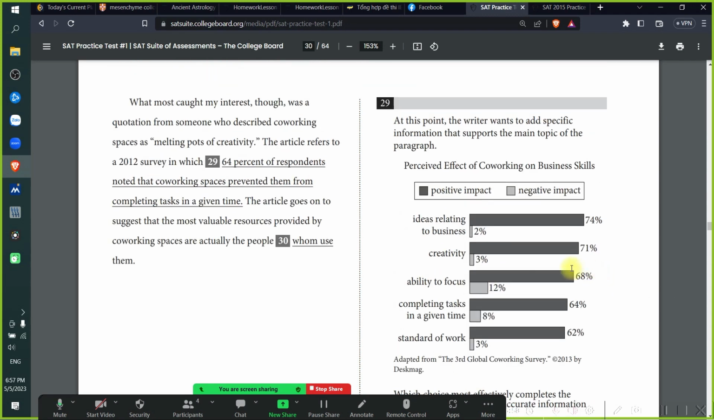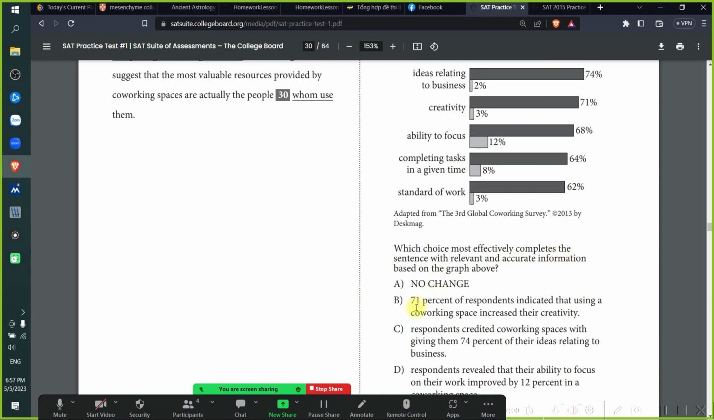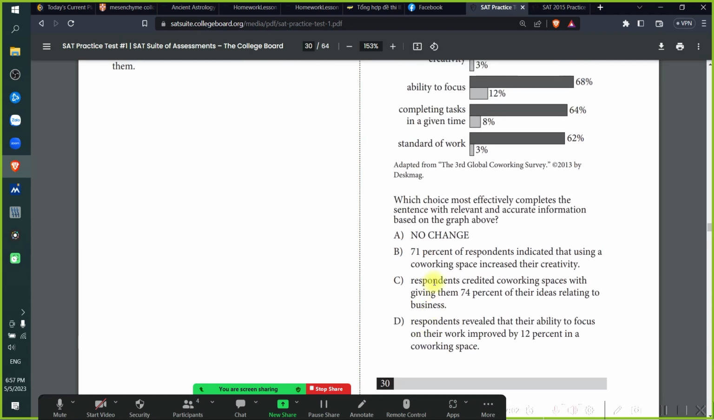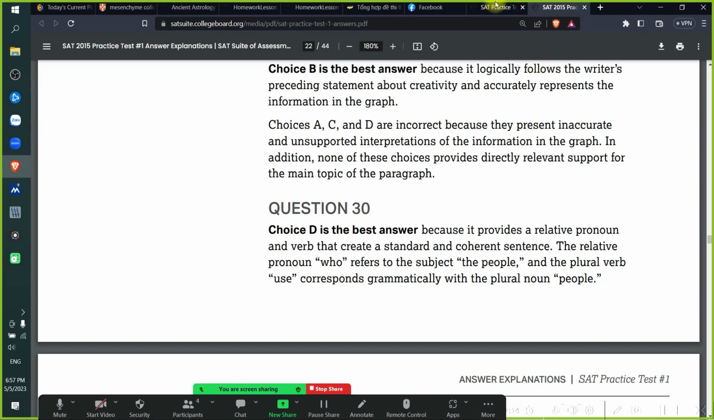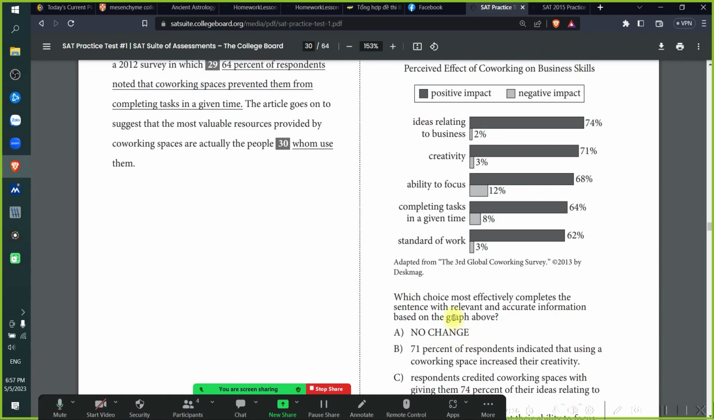So what do you see here? B, 71%. B, right? Yes. 71% of respondents indicated that using a co-working space increased creativity. Correct, because here you can see 71% positive impact. Thấy rõ 71% là gia tăng nè, tác động tích cực nè về creativity.